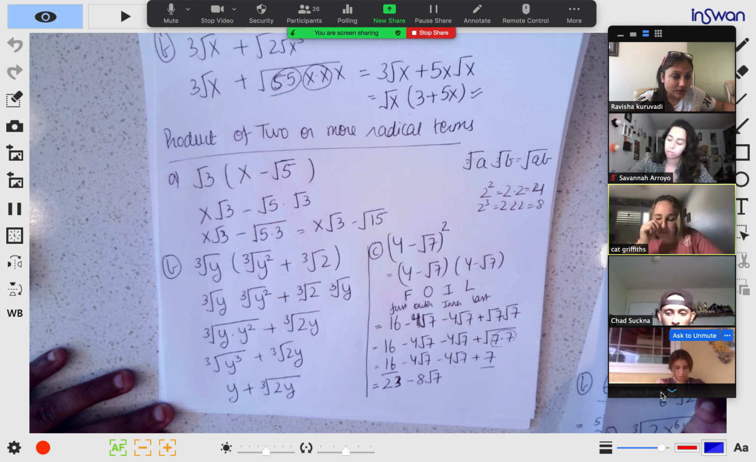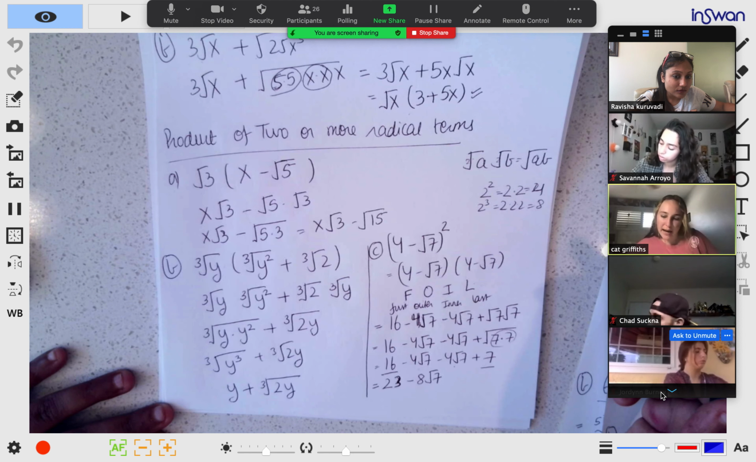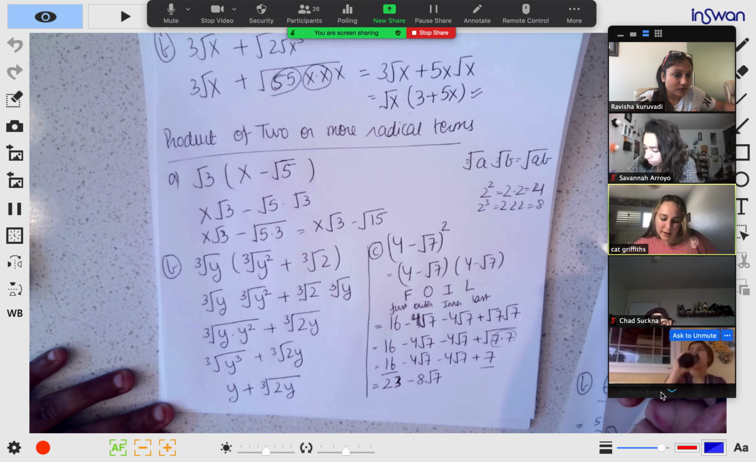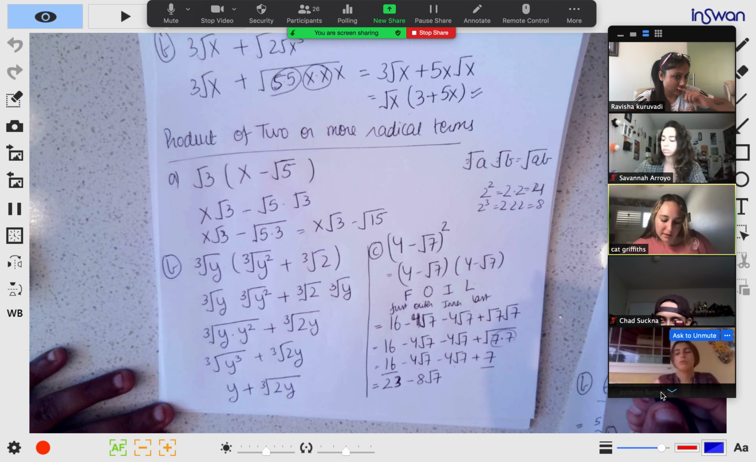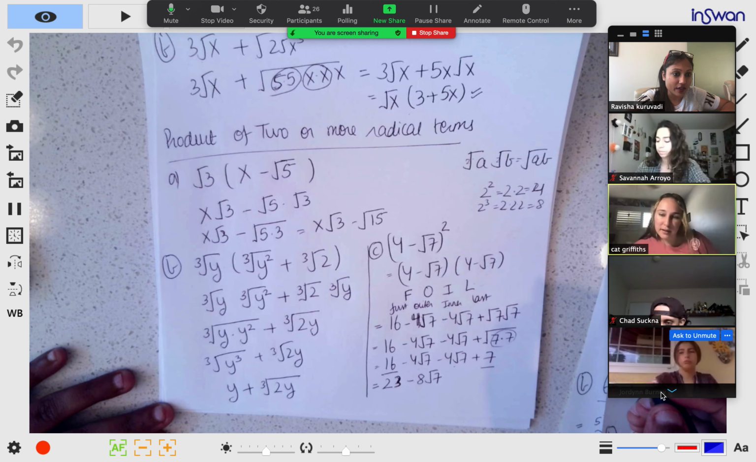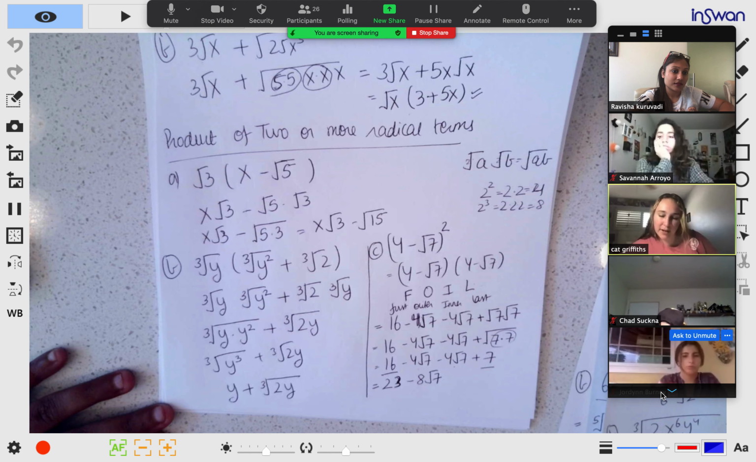Question as well. In the beginning of the problem, I did 4 squared minus square root of 7 squared, and then I just got 16 minus 7. How would I know when to use the FOIL method and when to use that method that I used? Okay, that thing which you did.